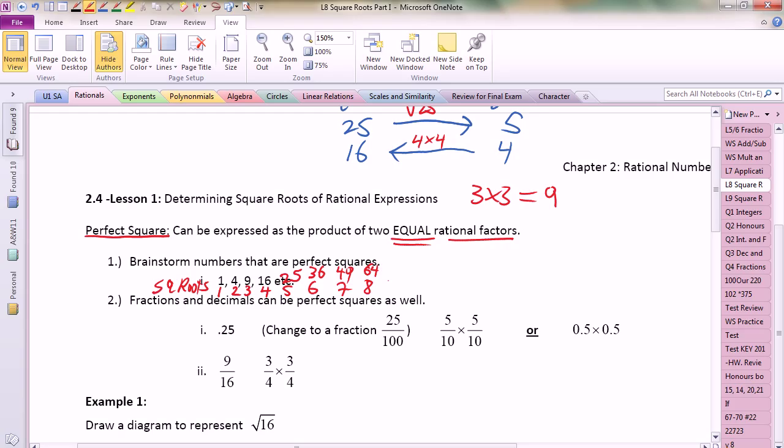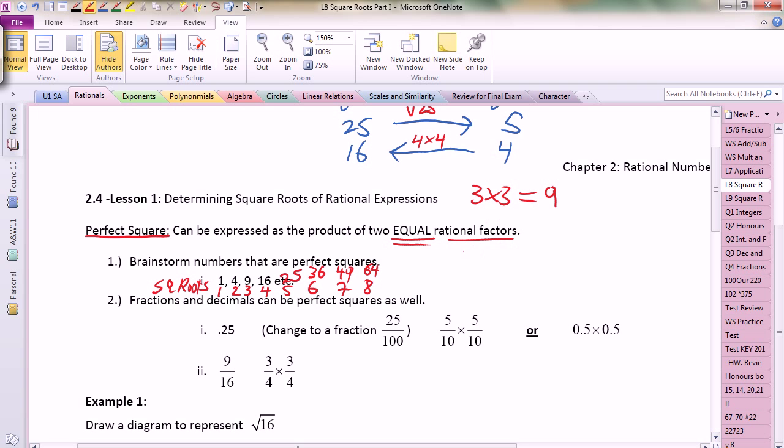What's the square root of 225? 225. 15. Yeah, you used your calculator. Cheater. Okay, now we can do fractions as well.